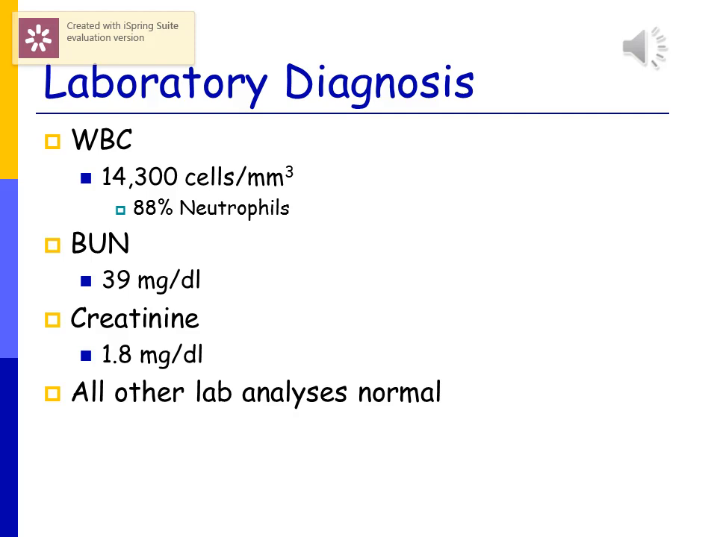So for his laboratory results, and in the clinical lab, we always have to consider all the results, not just the microbiology results. So his white blood cell count, 14,300, 88% neutrophils. His blood urea nitrogen is 39, creatinine 1.8, and all other lab analyses are within normal range.